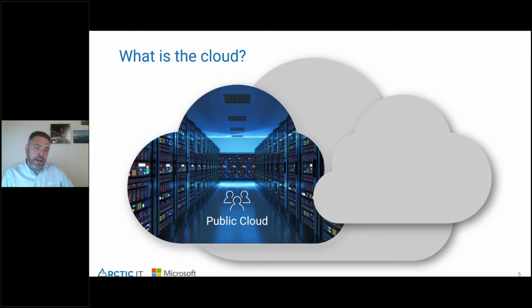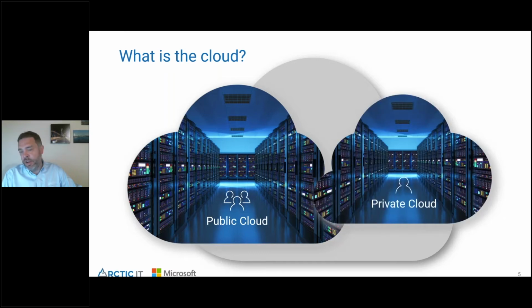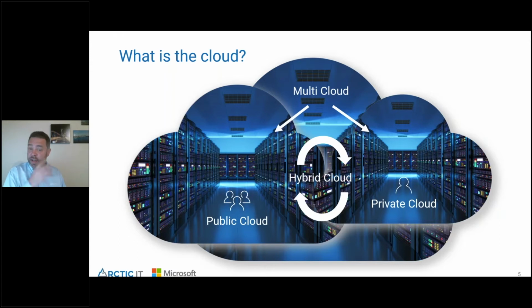So you have the public cloud, and that's kind of your Microsoft commercial cloud. You can have a private cloud, so you can have a private cloud that exists in your own infrastructure. That's an option. And you can have a hybrid cloud, so you can have a cloud that covers both. You can have a multi-cloud, so you can be across multiple vendors.